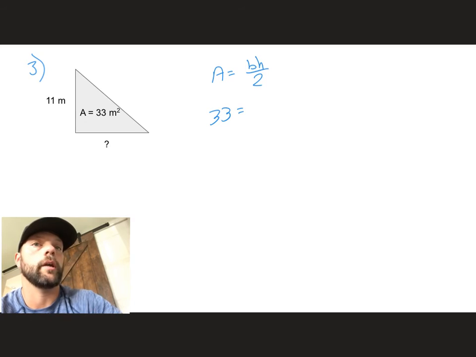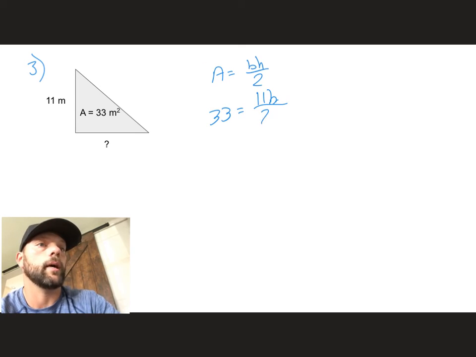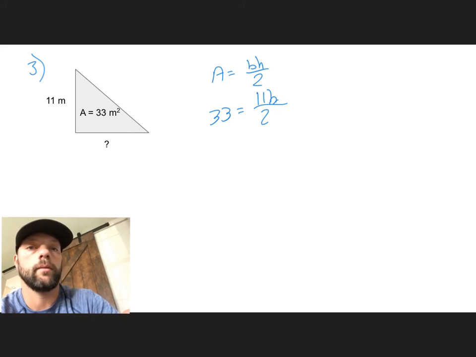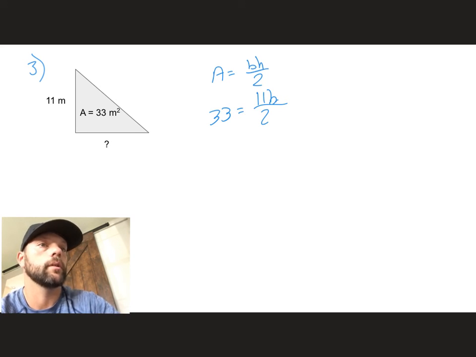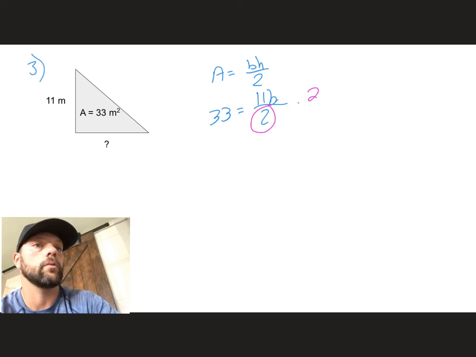33 is going to be our area. I'm just going to put 11 in because that's going to make it a little bit better. And then we can just say that's our base, so 11b divided by 2. Okay, so now if you're thinking, what should I do first? We want to get rid of this divided by 2. So to do that, we're going to multiply both sides by 2.